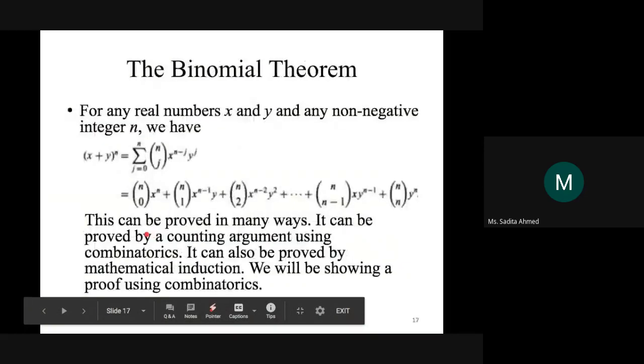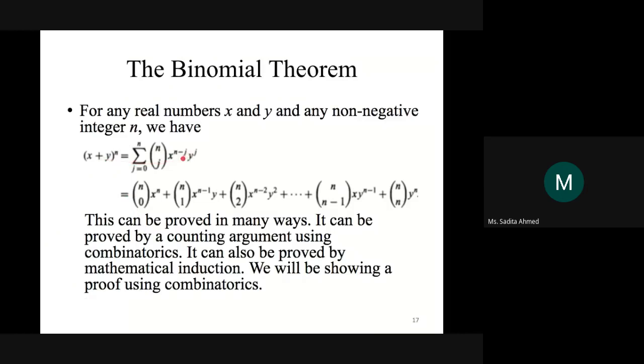Okay. Now let's talk about the generic case. In the generic case, what do we have here? X to the power of n minus j, y to the power of j. Okay. Now, first let's look at the first term here. The first term, when j is equal to 0, we get x to the power of n and nC0.